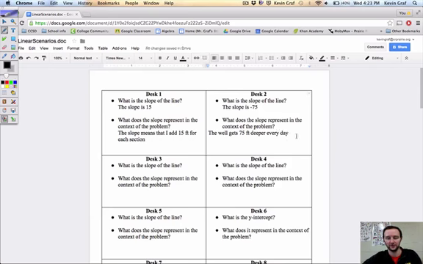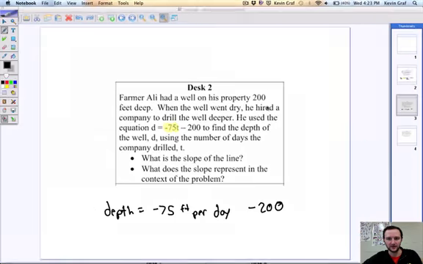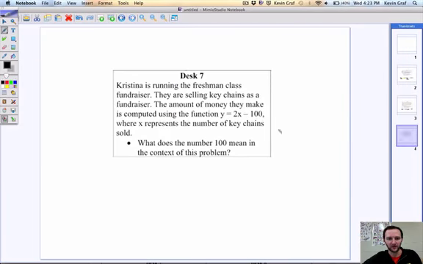Okay, so I got 2 of them done. Now I go and find a new one with my partner, and we come across desk 7, which says, Christina is running the freshman class fundraiser. They are selling keychains as a fundraiser. The amount of money they make is computed using the function y equals 2x minus 100, where x represents the number of keychains sold. What does the number 100 mean in the context of the problem?